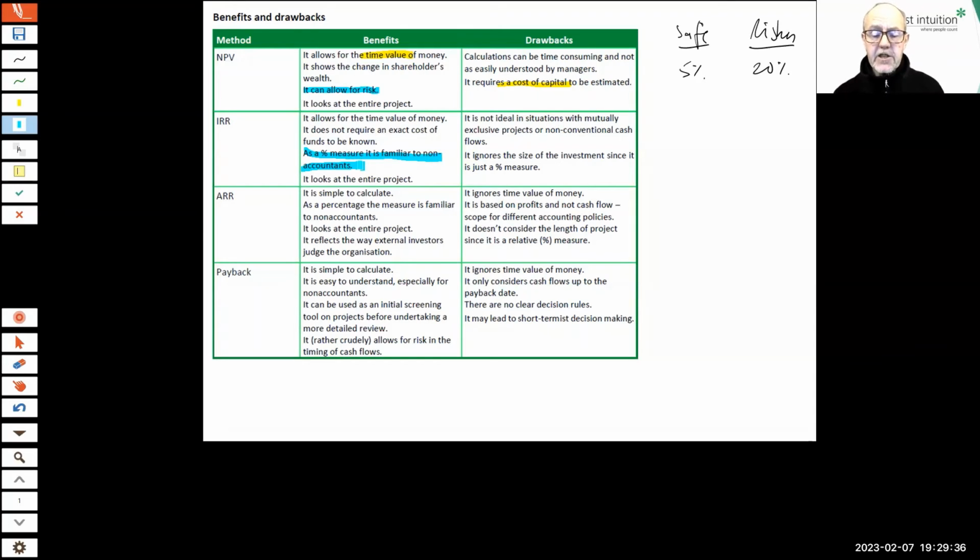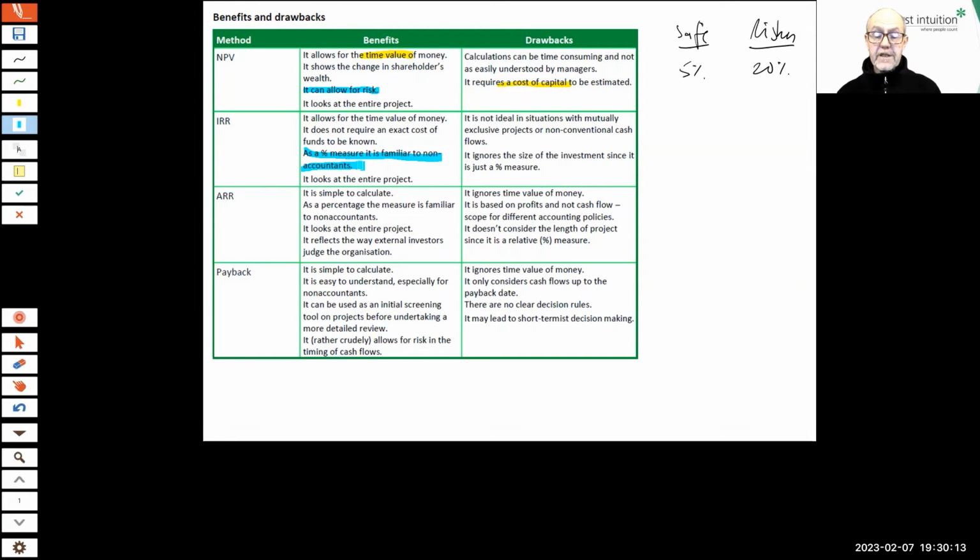IRR is not ideal in situations with mutually exclusive projects or non-conventional cash flows. It's going to work best if you've got steady cash flows coming in from a project. Mutually exclusive projects mean you have a situation where we have project A, we've enough money to fund project A, or we can fund project B. And typically, if we've got a set amount to invest, we will have an idea of a set return. It tends to be easier just to see which one comes up with the net present value.